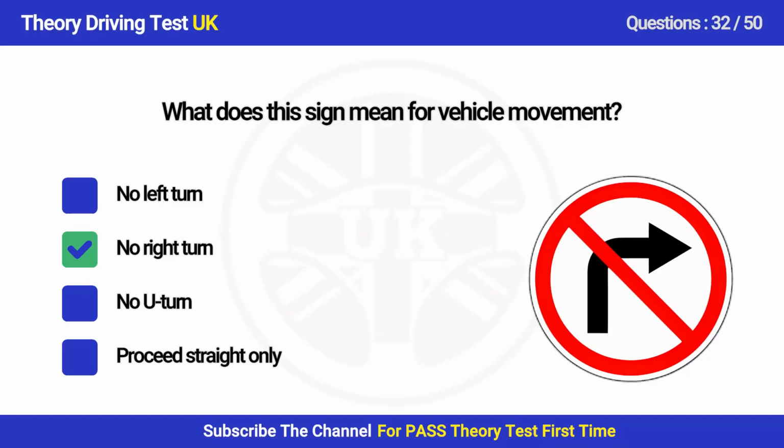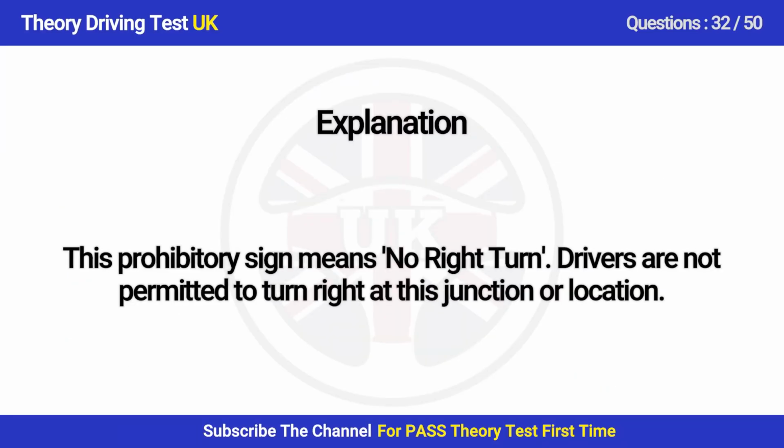Answer is B. No right turn. This prohibitory sign means no right turn. Drivers are not permitted to turn right at this junction or location.